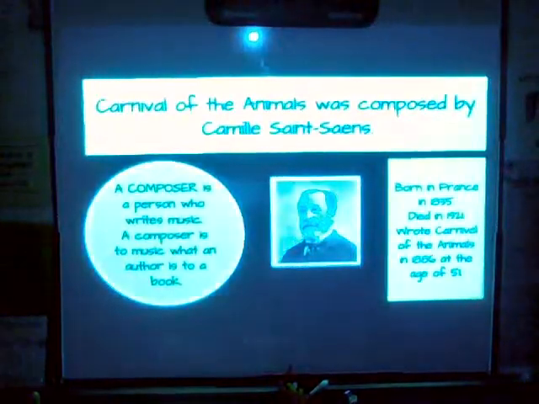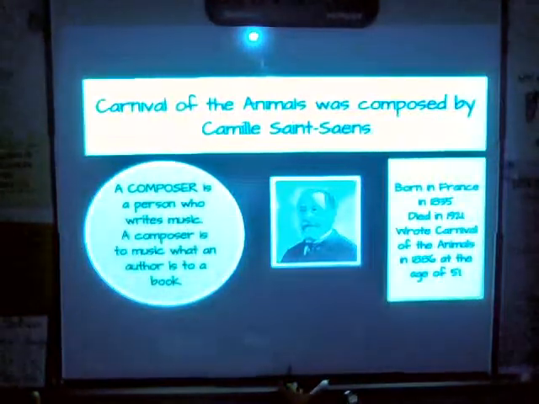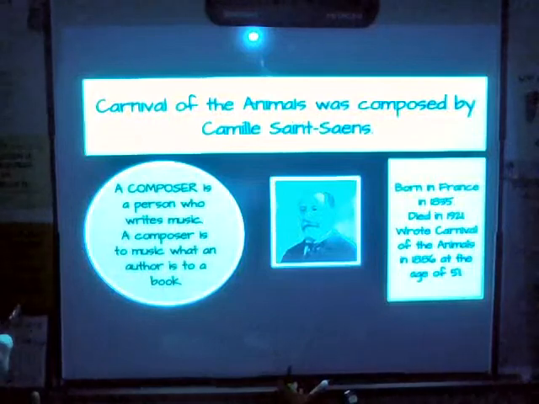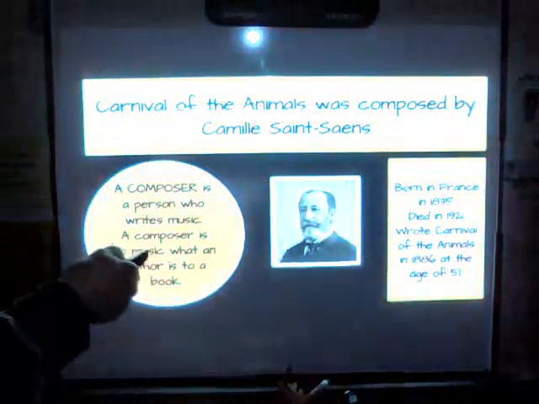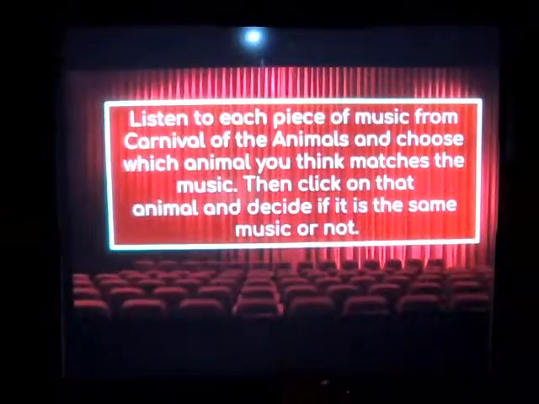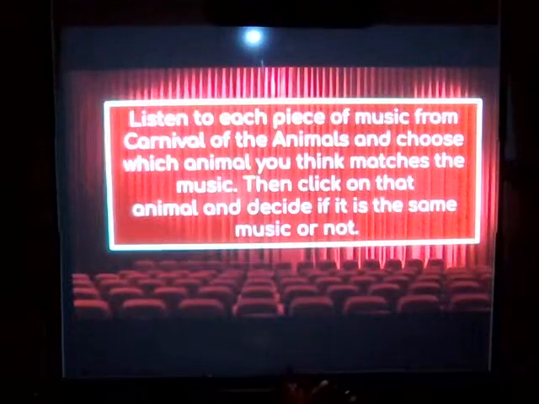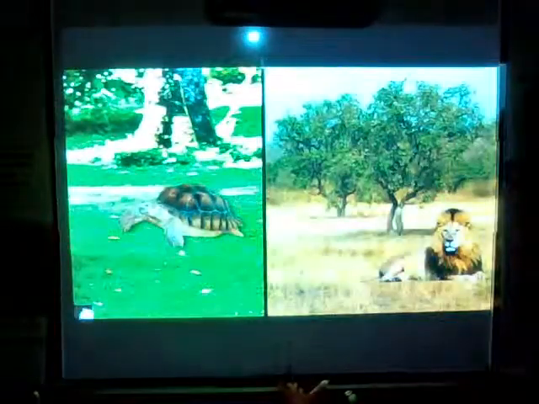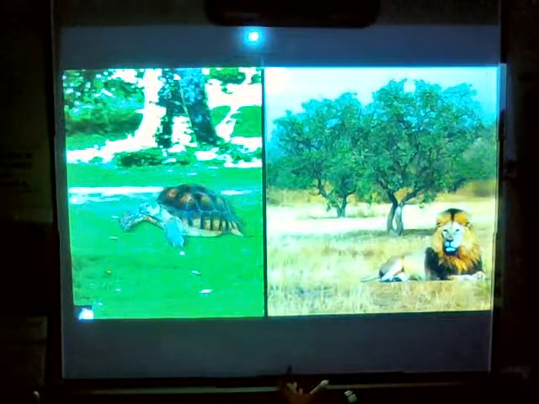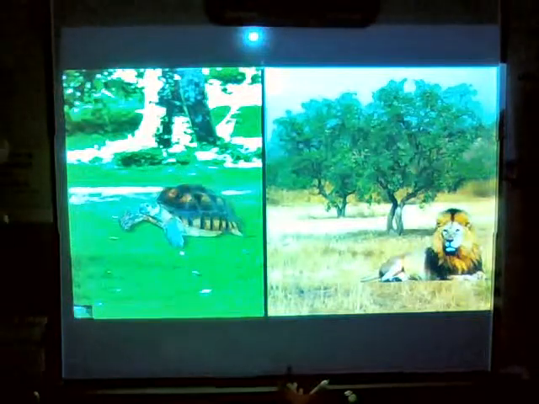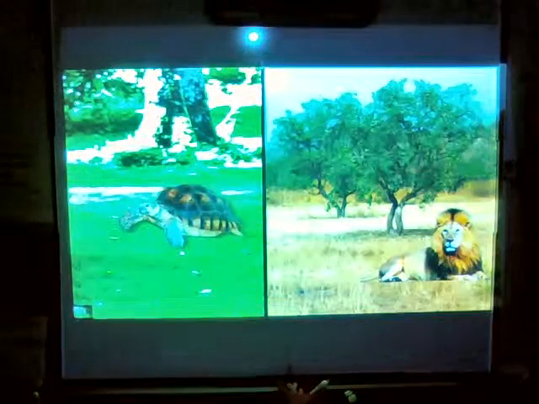Okay, remember our composer was Camille Saint-Saëns. This says, listen to each piece of music from Carnival of the Animals and choose which animal you think matches the music. Then click on that animal and decide if it's the same music or not. Okay, here comes our first. Listen to the music. Decide if it's the tortoise or the lion.